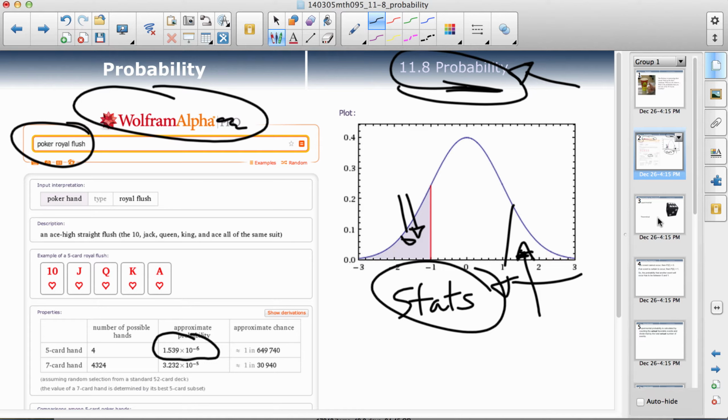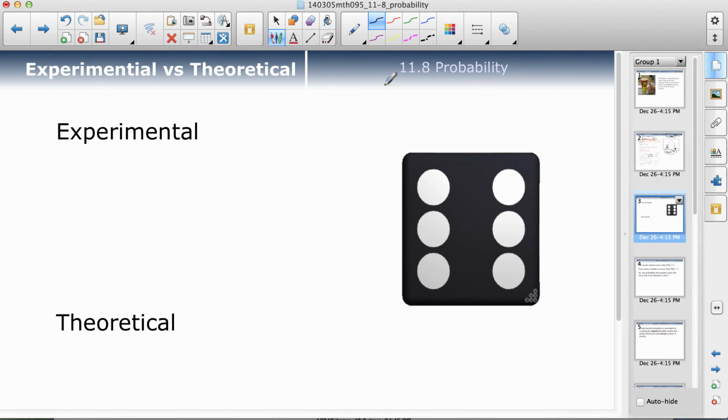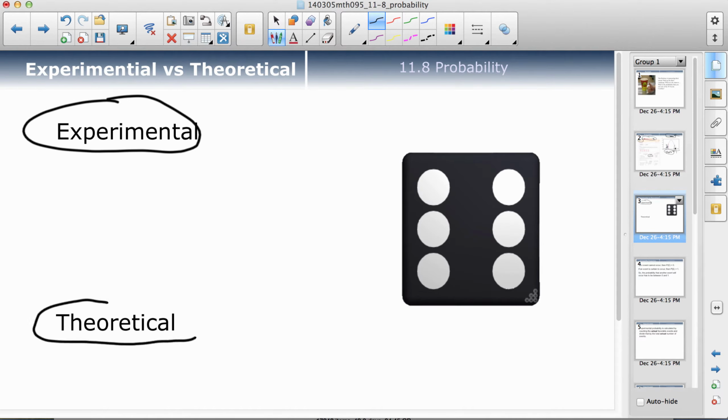So maybe I should define a couple of different types of probability. The two basic ones we're going to look at are experimental probability and theoretical probability. Experimental probability is when you get stats, numbers, and you actually count them up and see what the probability is.